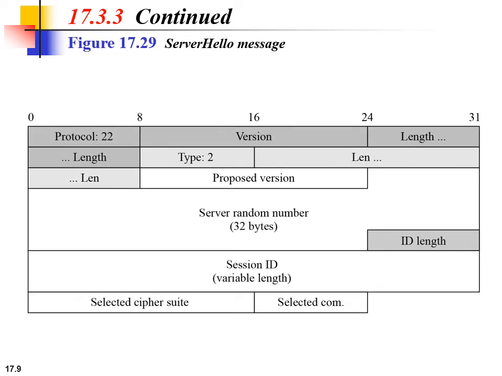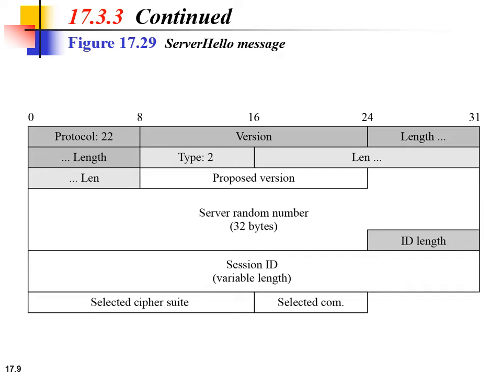Server hello message. The server hello message is the response from the server to the client hello message. Here the format is similar to the client hello message but with fewer fields. So here the version field is the same, and the server random number field defines a value selected by the server, and the session ID length and the session ID field are the same as those in the client hello message. However, the session ID is usually blank unless the server is resuming an old session.